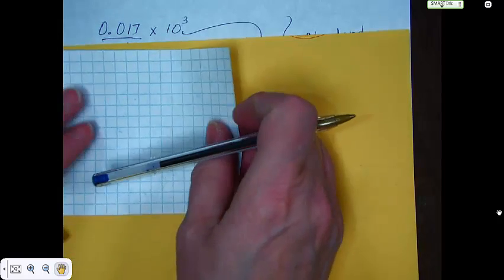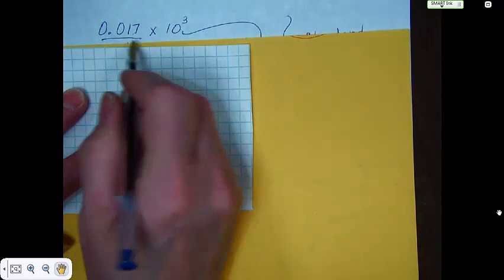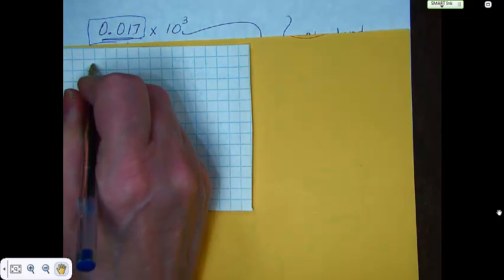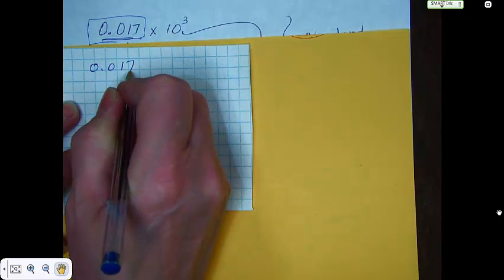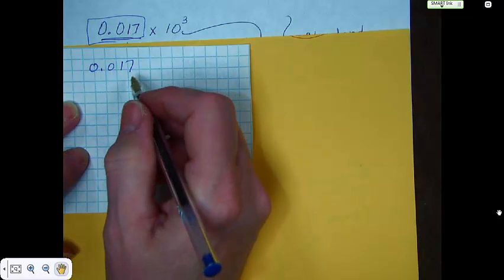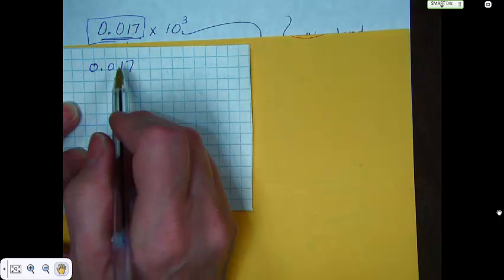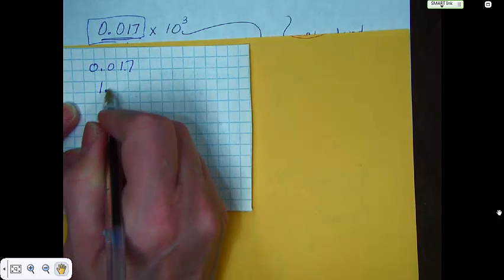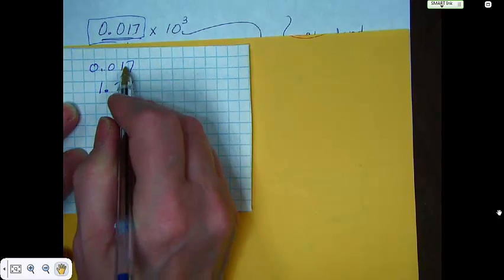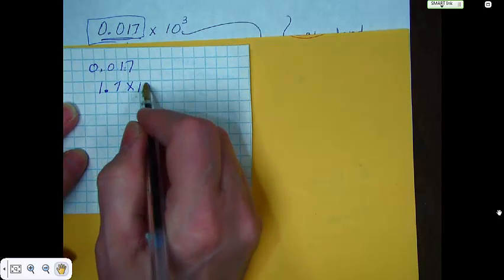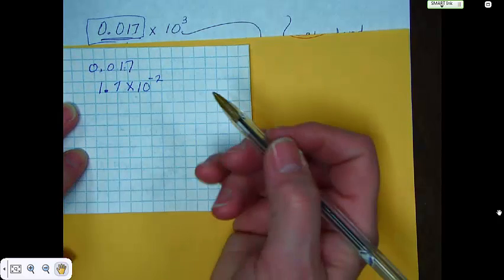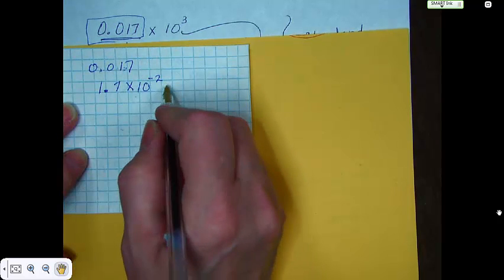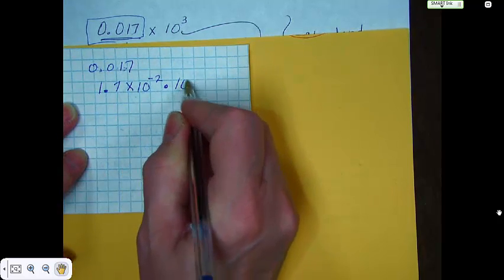Okay, so remember the first thing we have to do is we have to deal with this one first. So this is 0.017. We are going to change that into scientific notation. So we want the decimal to be here. So we're going to write it as 1.7 times 10 to the negative 2 power, right? Because once you get it here, you have to take it to the left to get back to its original, times 10 to the third power.